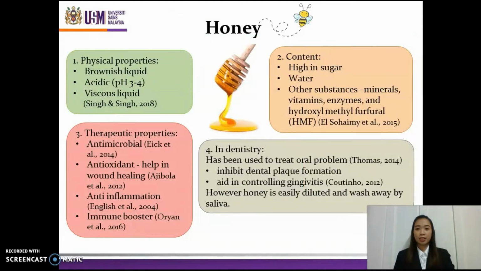In this research, we chose honey. The physical properties of honey are a brownish, acidic and viscous liquid. The content of honey includes sugar, water and other substances such as mineral, vitamin, enzyme and hydroxymethyl furfural. The therapeutic properties of honey include antimicrobial and antioxidant, which help in wound healing, anti-inflammation and immune boosting.